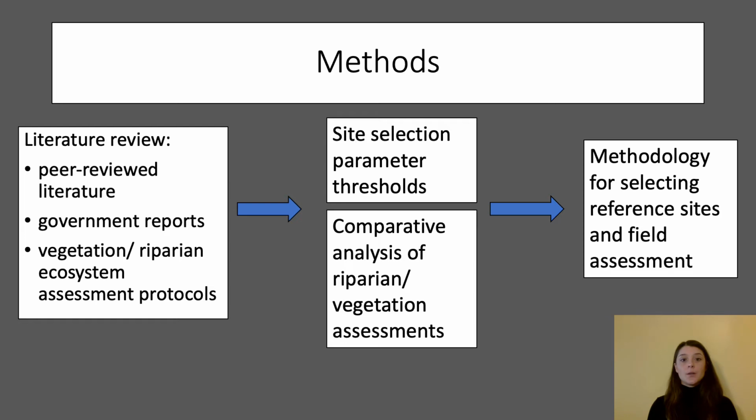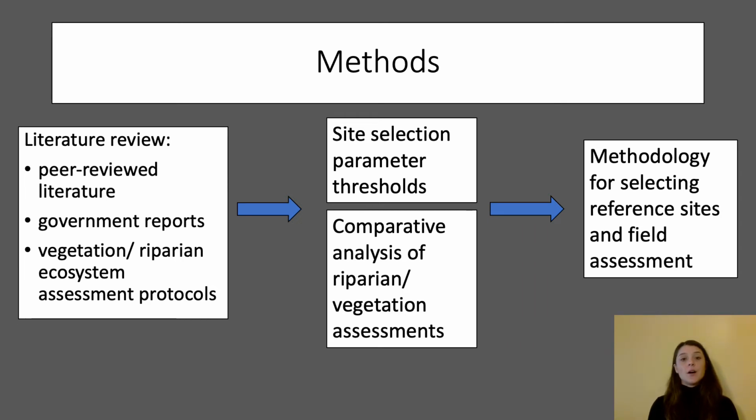To achieve this goal, I first conducted a literature review of existing peer-reviewed literature, government reports, and vegetation and riparian ecosystem assessment protocols. This literature review helped determine a methodology for selecting reference sites from the office using desktop methods and publicly available data sets by identifying which human actions negatively impact our riparian ecosystems and assigning a threshold for suitability as a reference site.